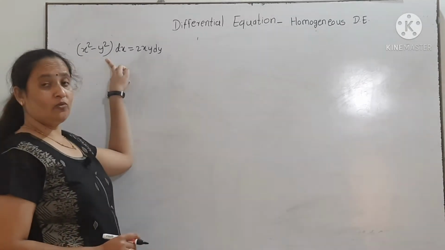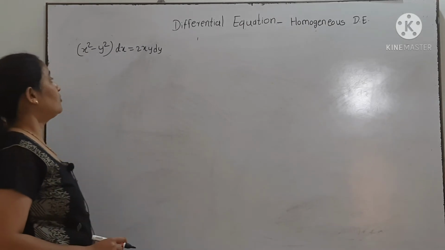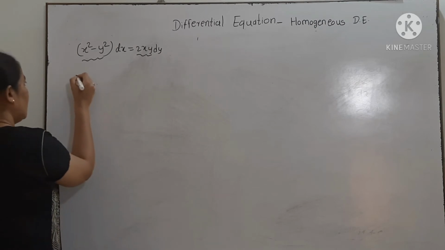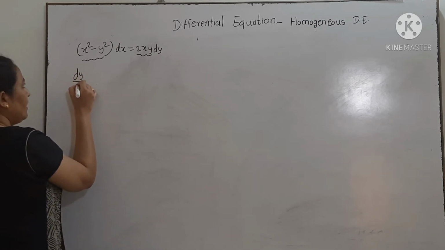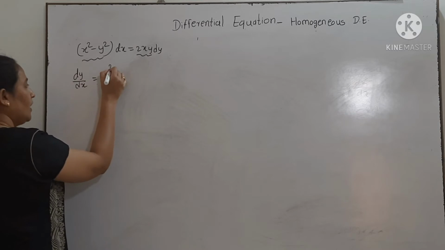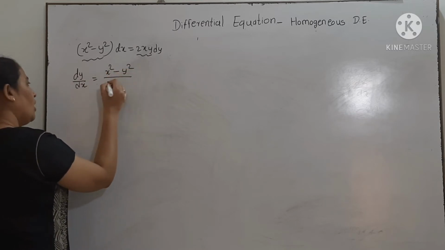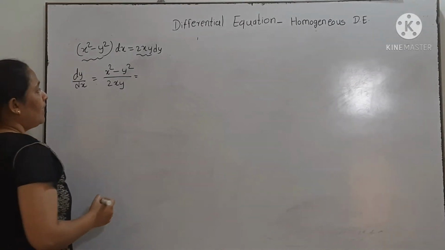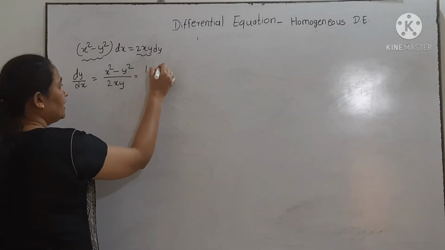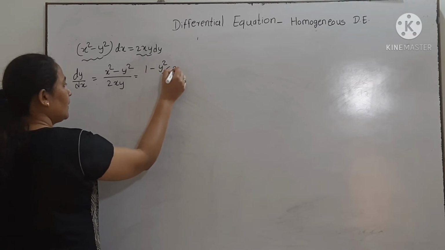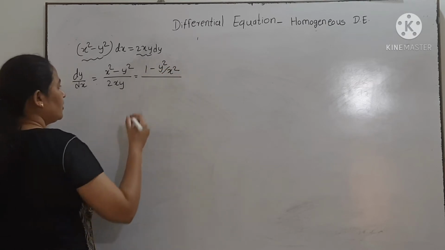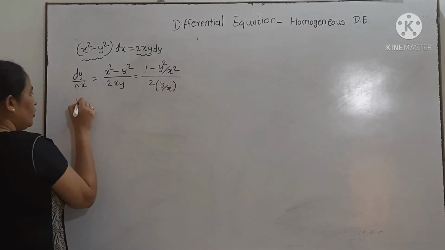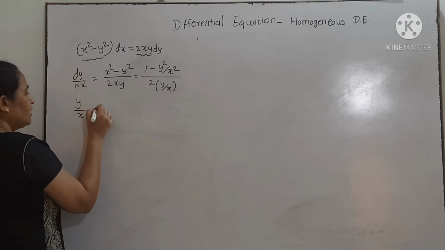Say (x square minus y square) dx is equal to 2xy dy. Everywhere the degree is 2, that means the equation is homogeneous. If I write this as dy by dx equal to (x square minus y square) upon 2xy, the highest power of x is 2. So if I divide by x square in the numerator and denominator, the same equation can be written as (1 minus y square upon x square) upon 2 y upon x. Now use the substitution y upon x is equal to u.